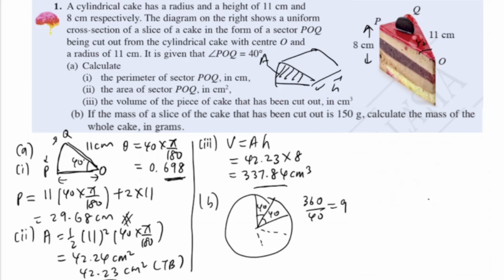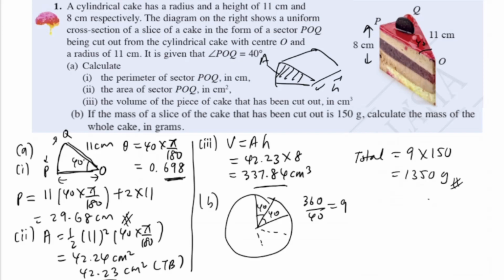One slice has a mass of 150 gram. So for the whole cake, the total mass will have 9 slices. So 9 times 150 gives us 1350 gram. Okay, so that is for question number 1.